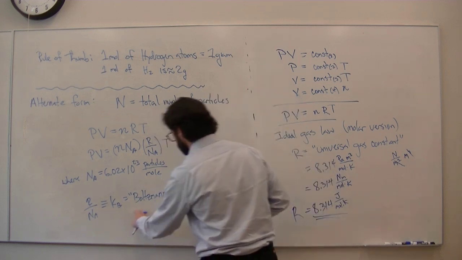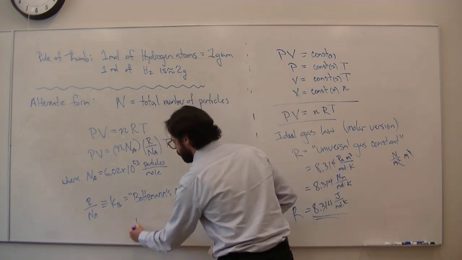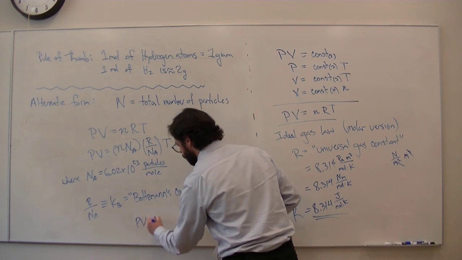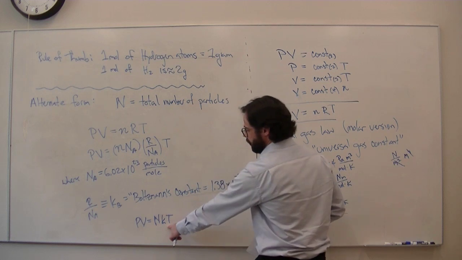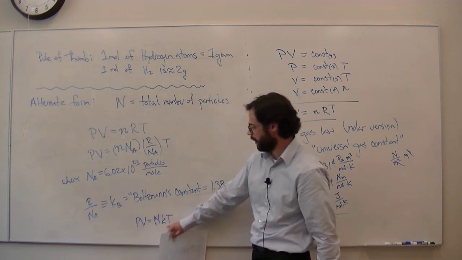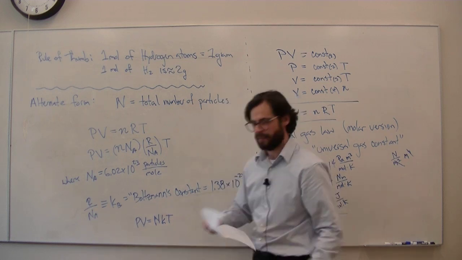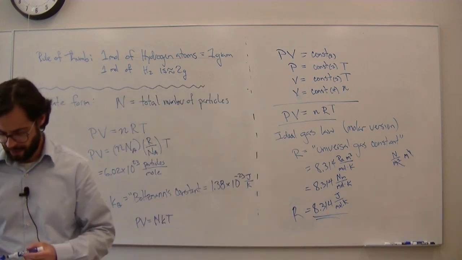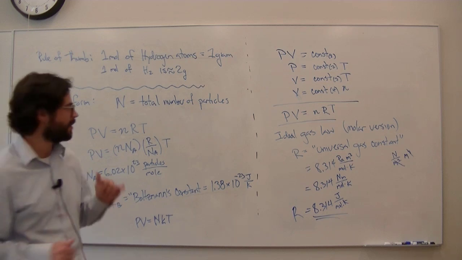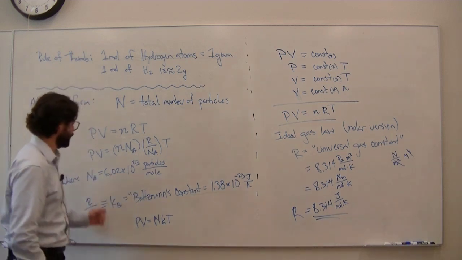And the Boltzmann's constant, kind of physicsy version of this, is PV equals NkT. The subscript is optional. Sometimes you will see k, sometimes you'll see k sub B for Boltzmann's constant, but either is okay.